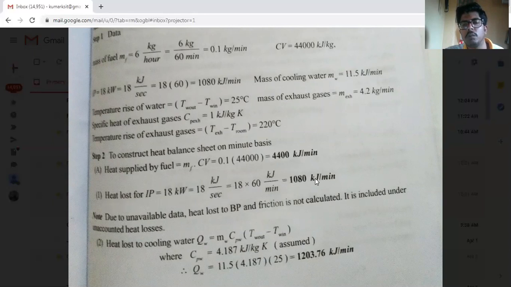So then we are getting it in terms of kilojoule per minute. That is 18 into 60. If you multiply, you'll get 1080 kilojoule per minute.